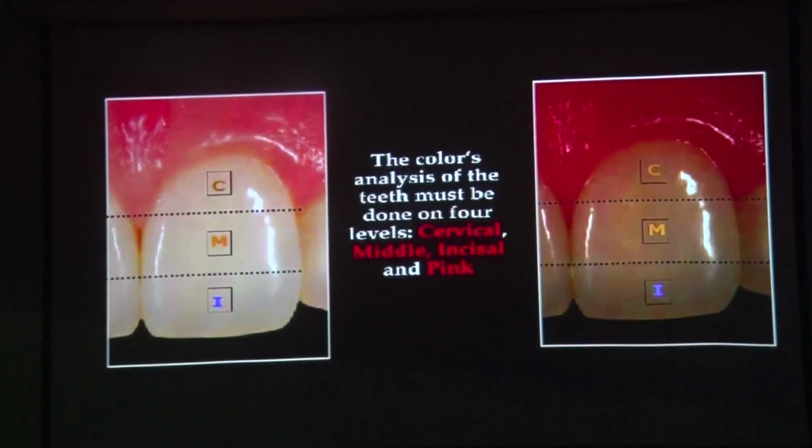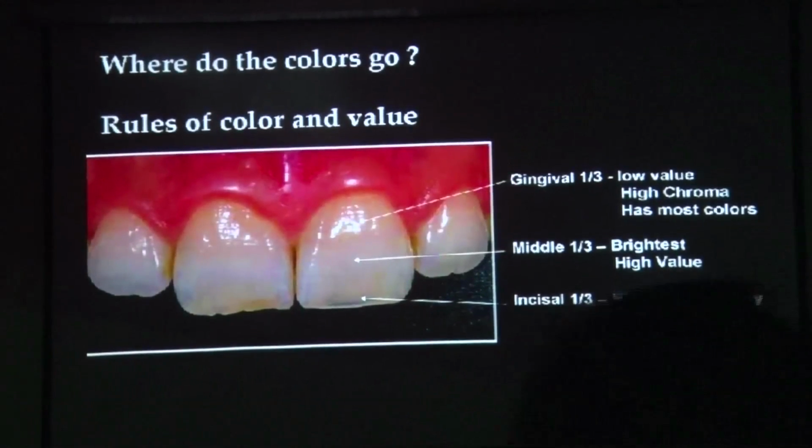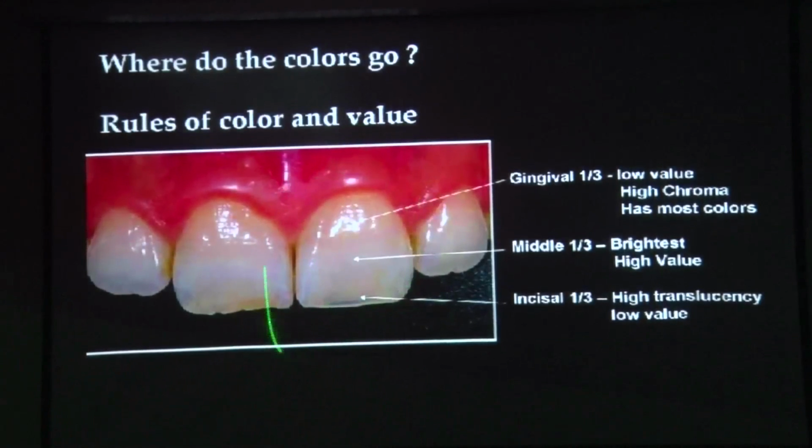So soft tissue has to be a part of the color mapping procedure. So these are the rules of color and value. This is the basic recipe for all of you. From tomorrow, any restoration you do, a veneer, a class 4, a class 3, a class 5, diastema closure, a ceramic crown, ceramic laminate, this is the basic recipe.